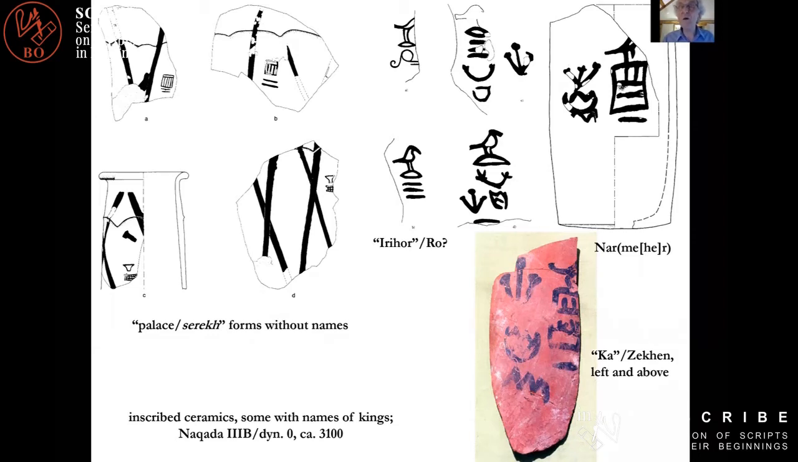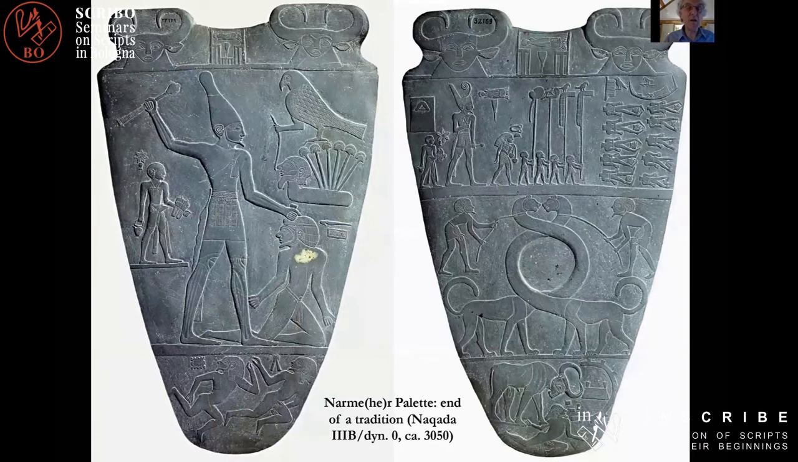Top right, you have the name of the king, normally called Narmer, but Joachim Kahl has shown that he should probably be called Nameher, and again this catfish sign next to it. So this is cursive writing done on a large scale on pottery, all from royal burials. And at the same time, we are with Narmer here again.